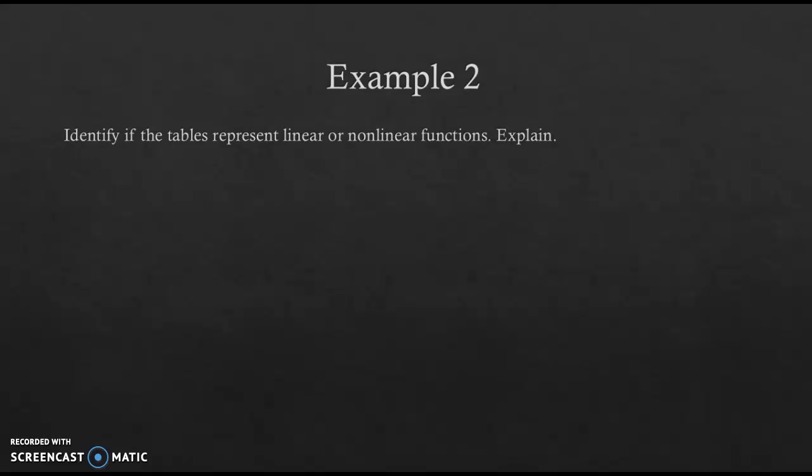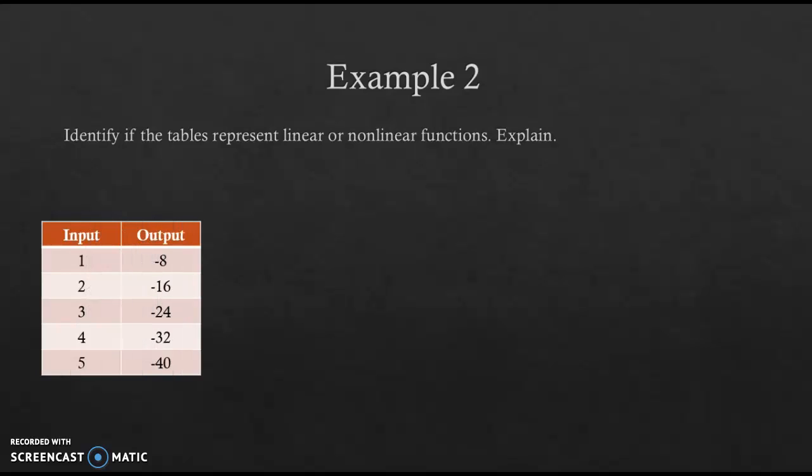Alright, so let's do some more of these. Identify if the table represents a linear or a nonlinear function, and then explain. We've got some integers going on here, so we're going to do negative 16 minus a negative 8, and I write it out so I can visualize this: keep, change, change, because when we subtract with integers, we do keep, change, change. They're different signs, so we'll end up subtracting. Negative 16 plus 8 is a negative 8, so that's what we have here.